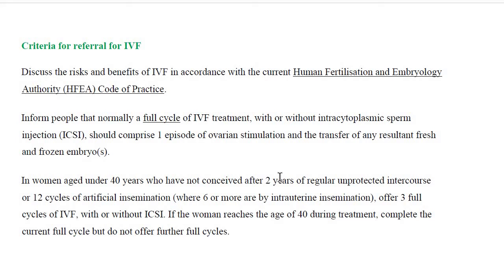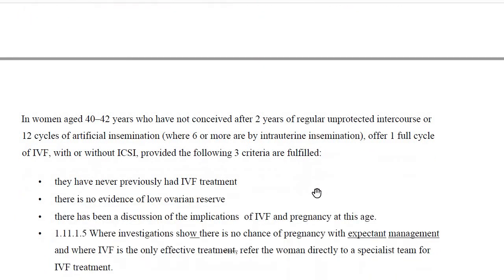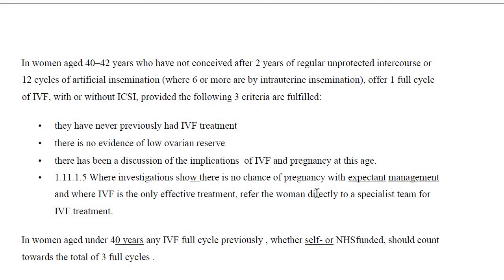So in women aged under 40 years who have not conceived after 2 years of regular unprotected intercourse or 12 cycles of artificial insemination, where six or more are by IUI, you will offer 3 full cycles of IVF with or without ICSI. So if the woman reaches the age of 40 during the treatment, we should complete the cycle and then we should not offer her any further cycle. So as you know that when you are offering this treatment on NHS, the couple have to maintain their BMI and then they should not be smokers, right? So if they are smokers or they are obese, then the cycle is withheld. It is not offered.